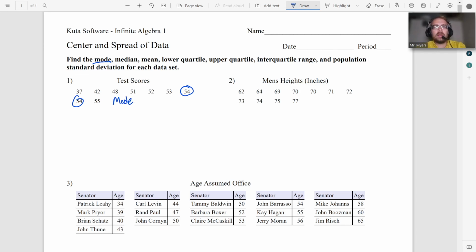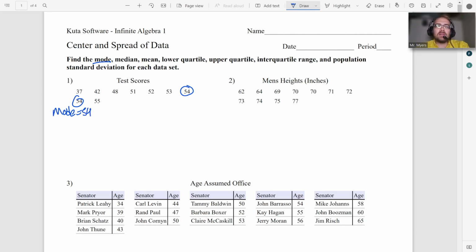Actually, let me put this off to the side because I'm going to need more space for number two as I explain the calculator stuff. So the mode is 54. Okay, what about the median?